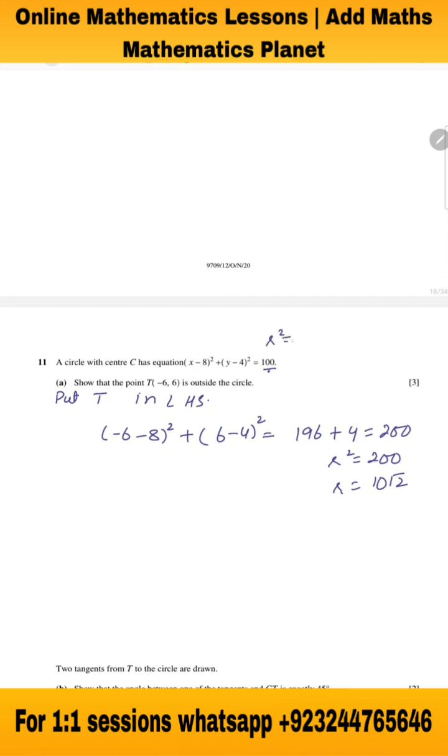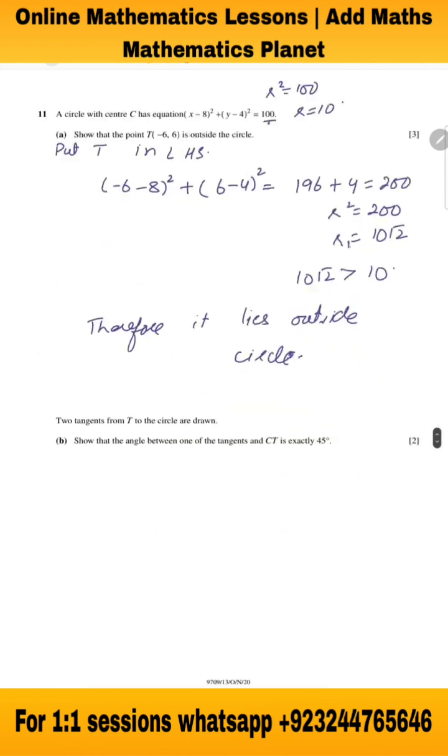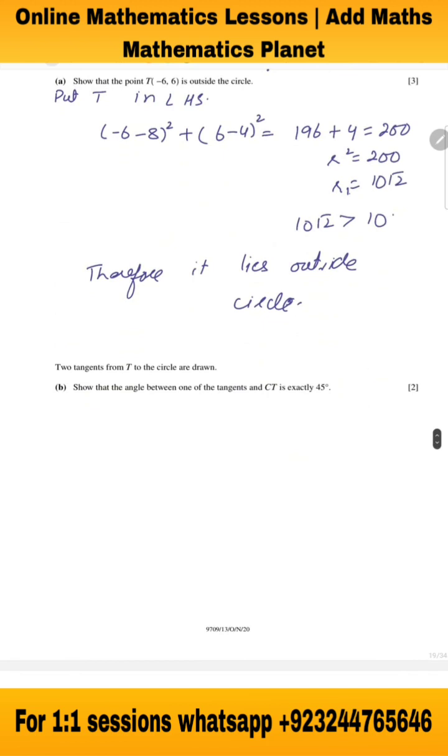Here r squared is 100 and r is equal to 10. So let's suppose this is r1. So 10 square root 2 is greater than 10. Therefore, it lies outside the circle. Two tangents from T to the circle are drawn. So now we have to draw two tangents from T to the circle. Show that the angle between one of the tangents and CT is exactly 45 degrees.